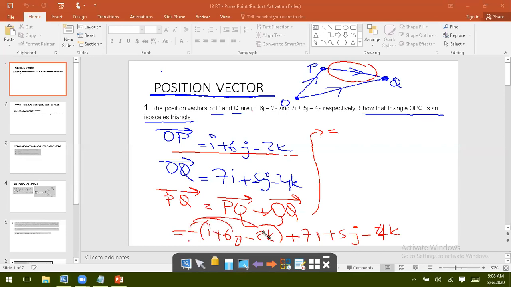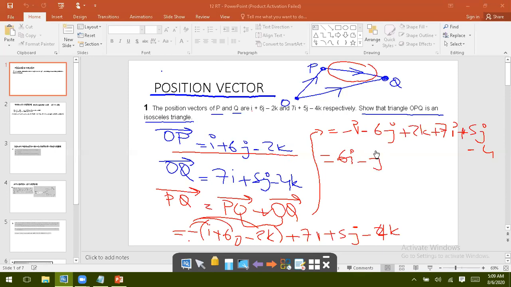Plus 5j minus 4k. Negative i plus 7i makes 6i. Then negative 6j plus 5j makes negative j. And 2k minus 4k makes negative 2k. All right, so what is this vector? This vector is vector PQ.